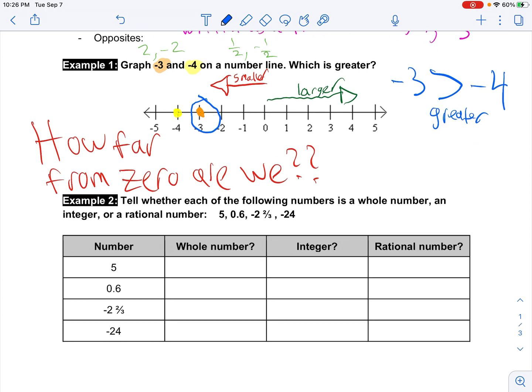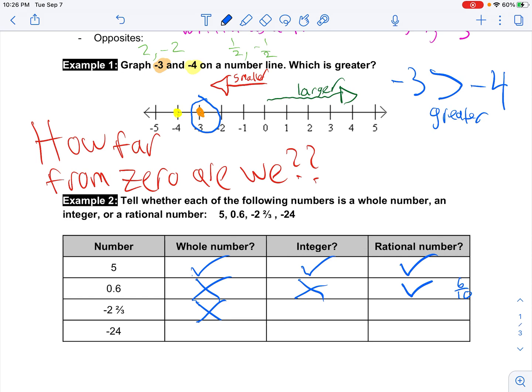So let's do some examples. Whole number: I'm going to put a check if it's a yes and an X if it's a no. If it's a whole number, then it automatically has to be an integer and a rational number. 0.6, not a whole number, okay? Not an integer. Could be a rational number though. 0.6 I could write as 6/10. That is a rational number.